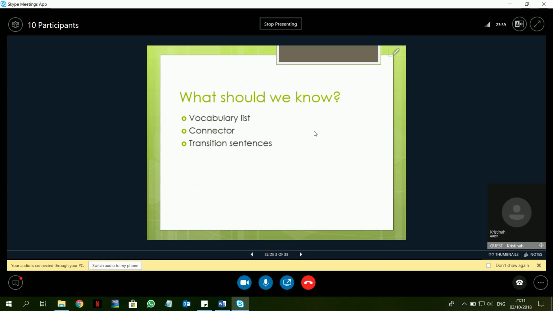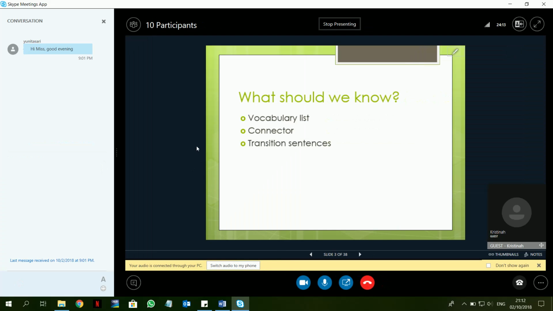Nah, so today's lesson we will focus on idea. So when we read, what should we know? It is very important to know the vocabulary list and also connector and transition sentences. Especially when we read like a story, a long paragraph, it is very important to understand each connector so we can see the changing moment that the writer proposed in the sentences. Jadi ini sangat penting untuk mengetahui vocabulary list, connector, and transition sentences.